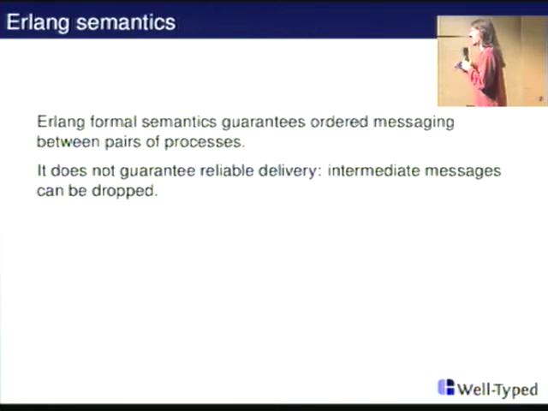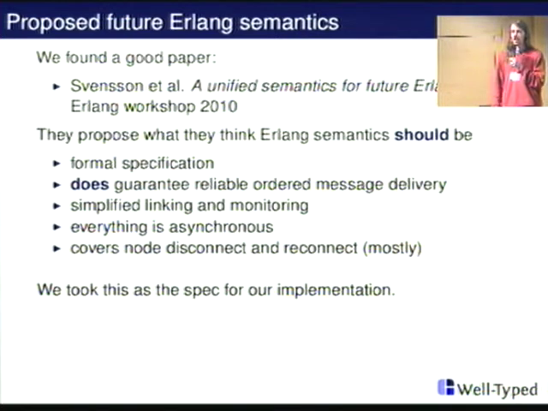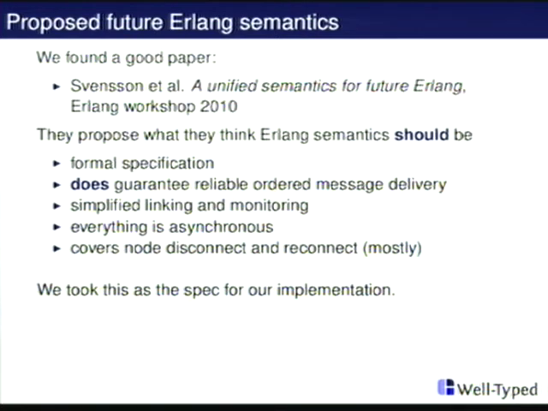Because we think they know what they're doing. Why does it have this terrible property? If you look at the informal human language semantics and the formal semantics that people have done, it's very clear. They do not guarantee reliable messaging, only ordered. So yes, it can happen, and in practice it can happen as well. In particular, it happens when nodes are disconnected and reconnected. I'll come back to that. So we found another nice paper by other people in the Erlang community. This was presented at the Erlang workshop a couple of years ago.